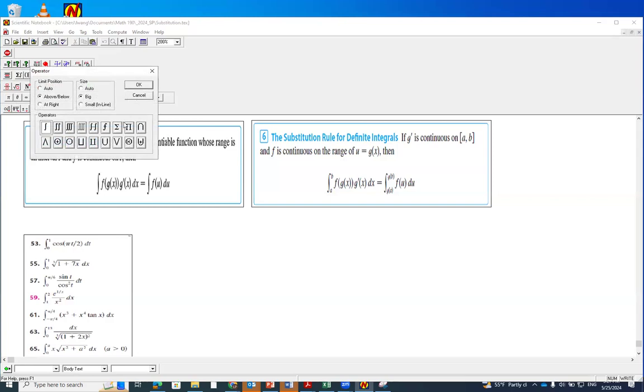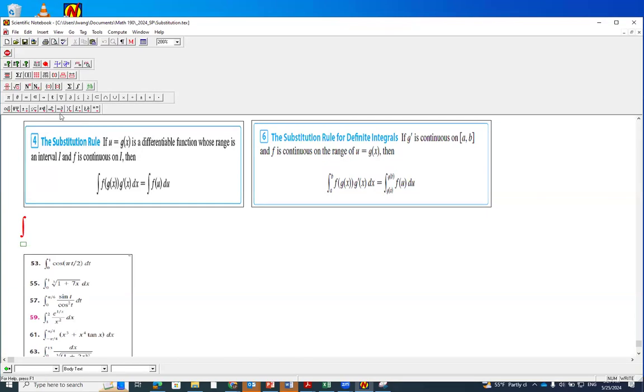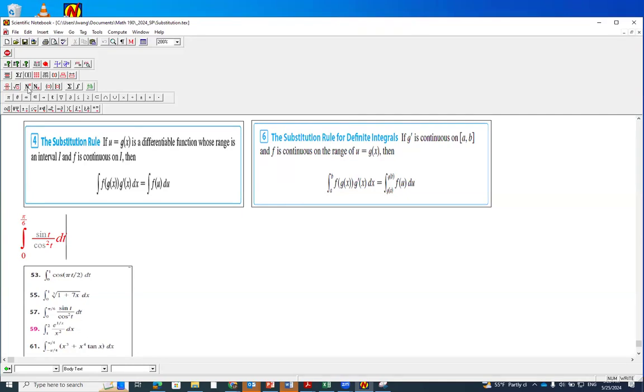Okay. So integration from 0 to pi over 6 of sine of t cosine squared of t dt. That's one question. 59.